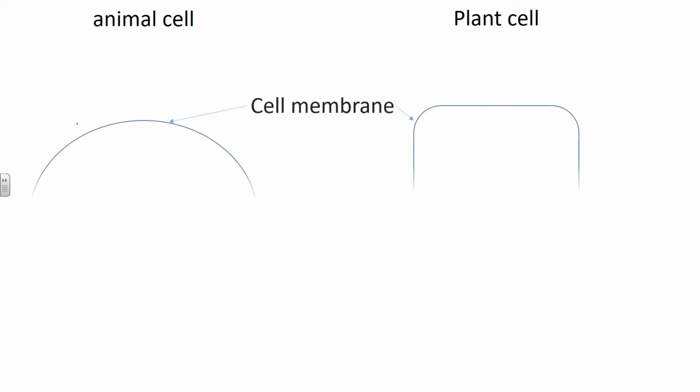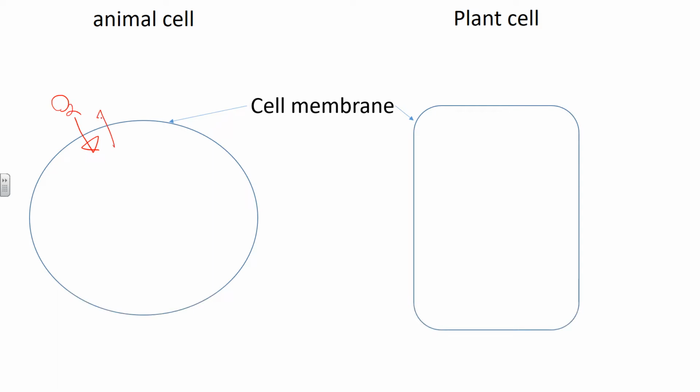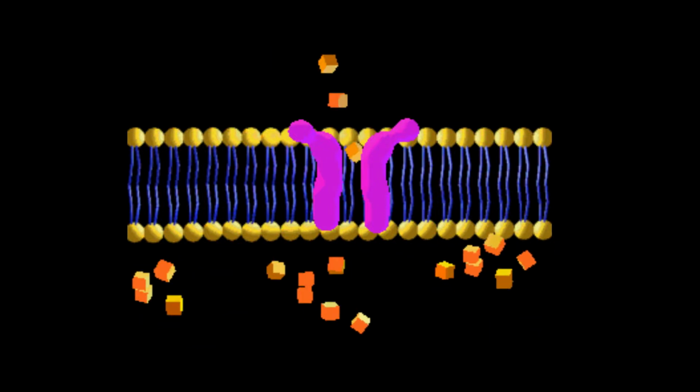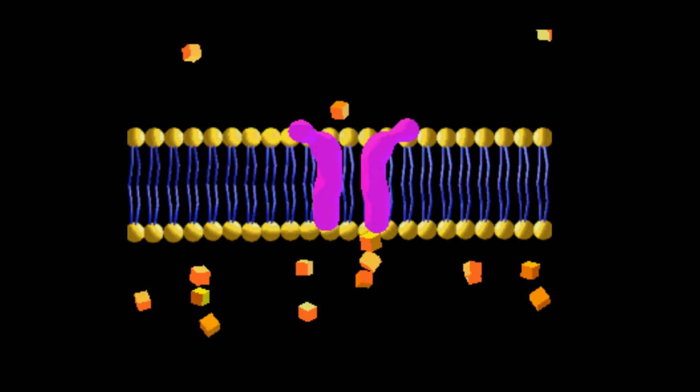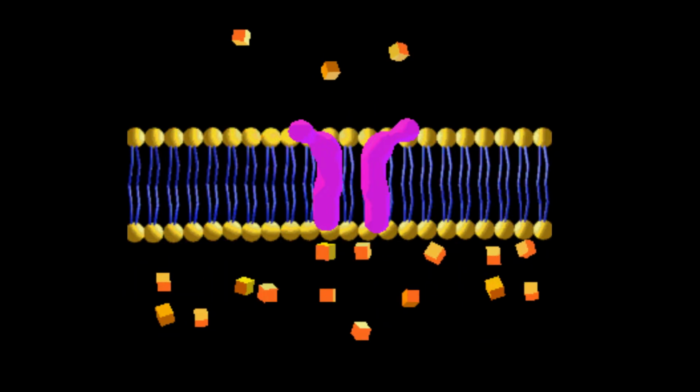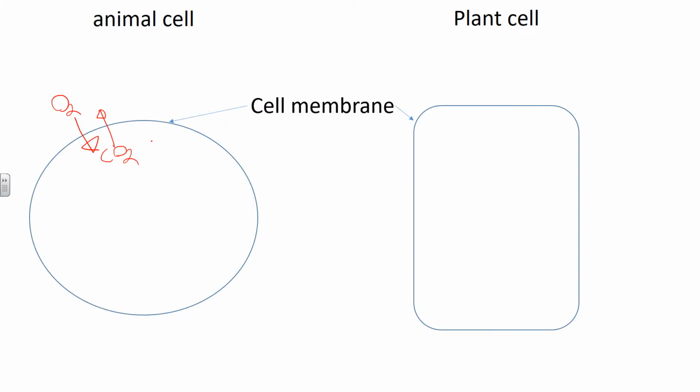Animal and plant cells have a cell membrane. The cell membrane controls what goes in and out of a cell, such as oxygen in, carbon dioxide out. We'll be looking at how that happens in another chapter. Some large molecules have to go through protein channels, which are the purple images you see in front of you now. Smaller molecules can sometimes pass straight through the membrane.